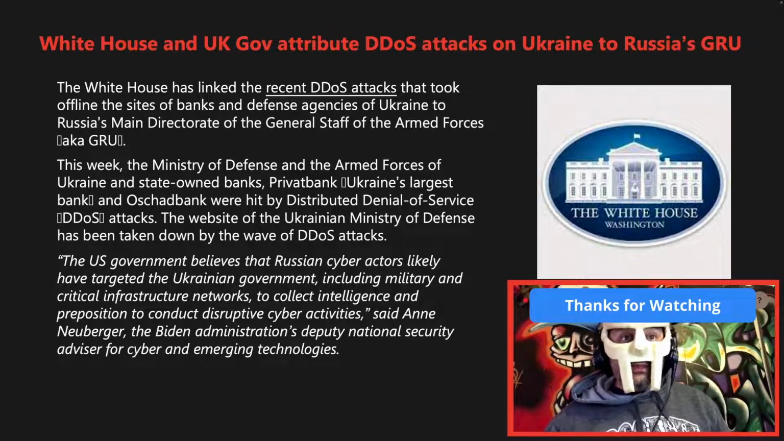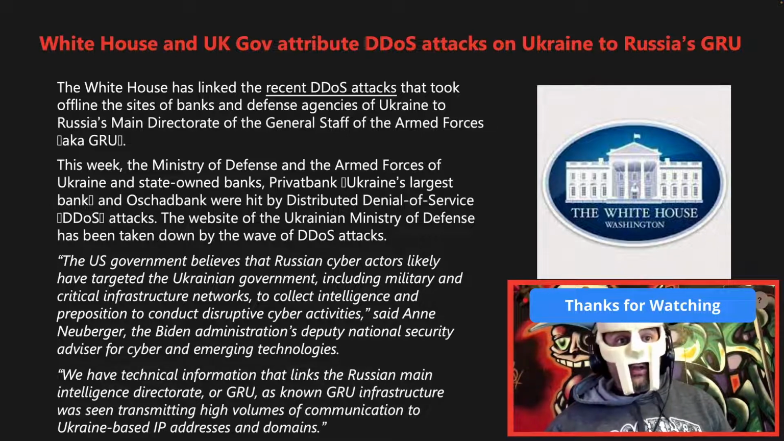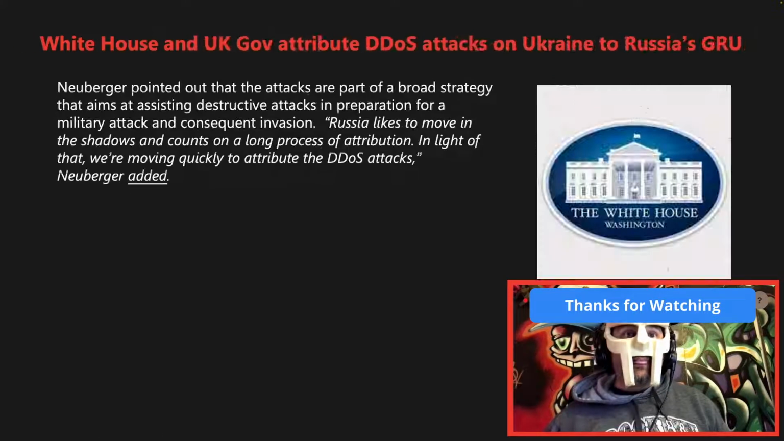The U.S. government believes that Russian cyber actors likely have targeted the Ukrainian government, including military and critical infrastructure networks, to collect intelligence and pre-position to conduct disruptive cyber activities, said Ann Neuberger, the Biden administration's Deputy National Security Advisor for Cyber and Emerging Technologies. We have technical information that links the Russian Main Intelligence Directorate, or GRU, as known GRU infrastructure, was seen transmitting high volumes of communication to Ukraine-based IP addresses and domains.